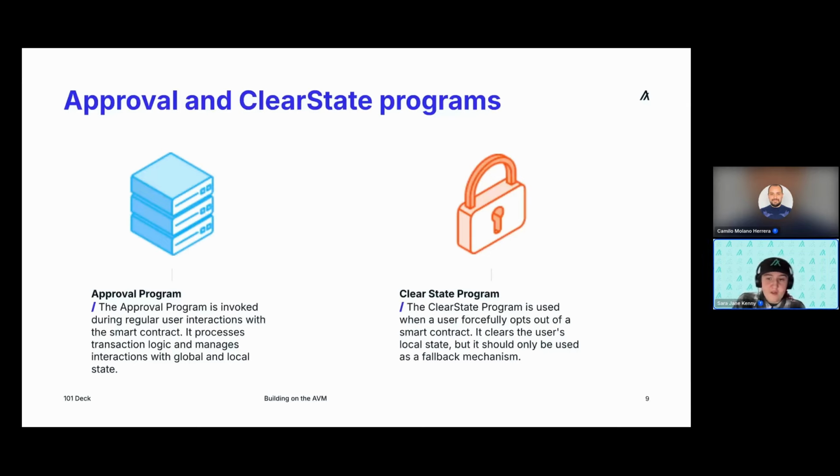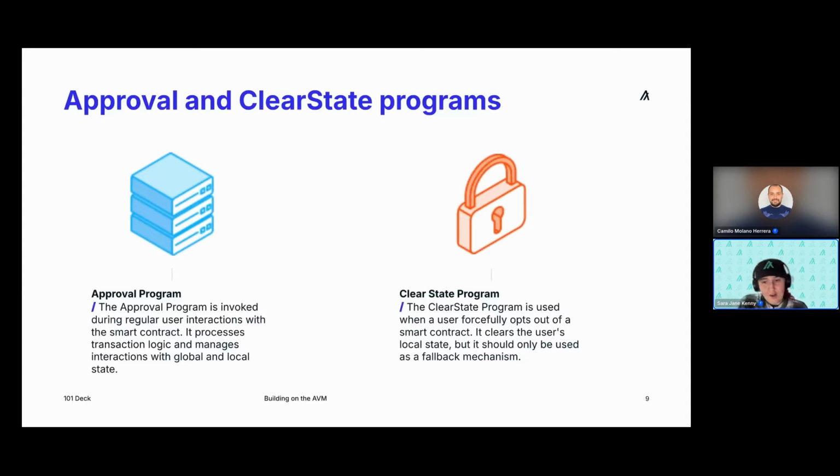However, this is more of a fallback mechanism. It's not meant to be the usual way to leave a contract. So the developer should always, or it's recommended you always, have a way to opt out of a smart contract. The key takeaway is the approval program is for day-to-day interactions, and the clear state is more of a safety net for when things don't go as planned.